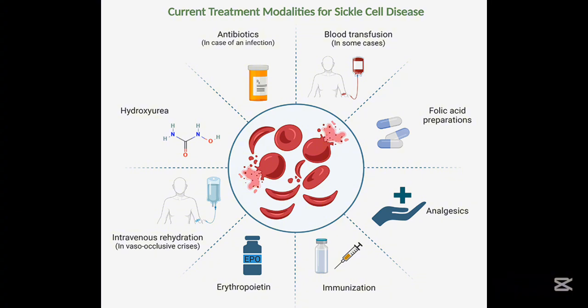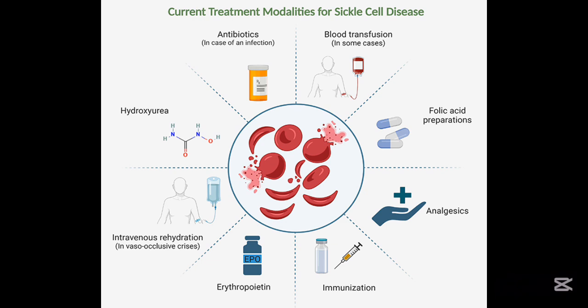And for chronic management, this is where you give things such as folic acid to support red blood cell production. You can give hydroxyurea. You can also give penicillin prophylaxis in children to prevent infections. There are also transfusions you can give in cases of severe anemia.